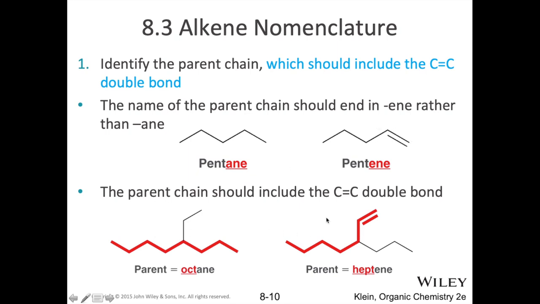Here's what I was talking about, selecting the carbon chain that includes the double bond. If the double bond were somewhere in this longest chain, we'd have an octene and no problem. But the problem here is that the double bond is over here on this branch. And so even though this branch has only 7 carbons instead of 8, we still have to select that as our parent chain. And this becomes heptene, not octene.